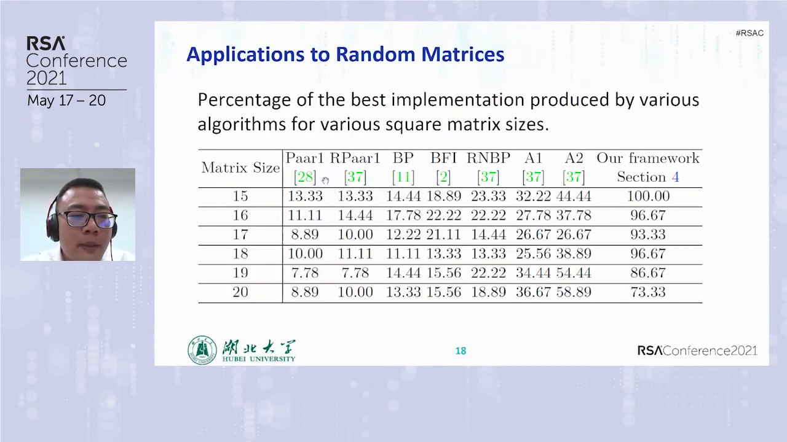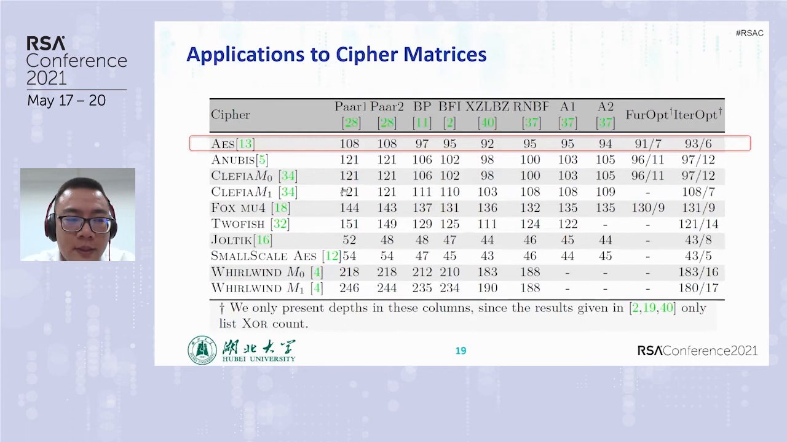We apply our framework to various matrices. This is the percentage of the best implementation produced by various algorithms. We can find that our framework can find better implementations than other heuristics. For the applications to cipher matrices, we find an implementation with 91 XOR gates for AES mixed columns, and this is currently the shortest implementation of AES mixed columns.